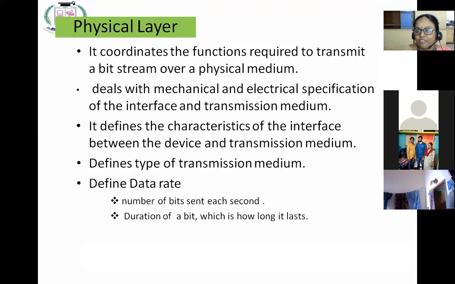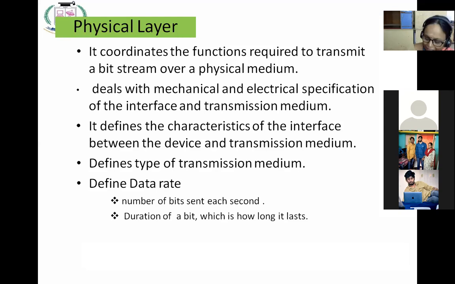Okay, I told you about the interface medium. So far we have seen the layers, but here the interface medium is the transmission medium. There are different types of transmission mediums. It defines the data rate, the number of bits per second, and the duration of a bit, how long it lasts. All that will be taken care of by this physical layer.